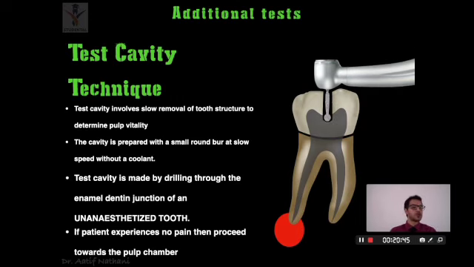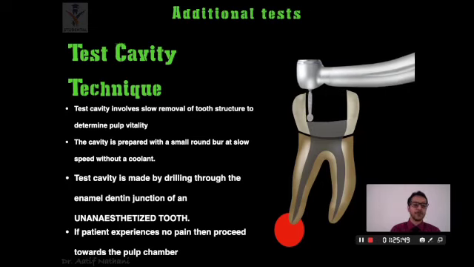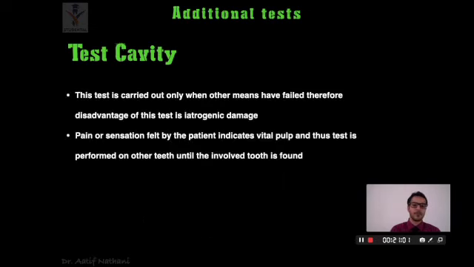That is why there is no response, no pain, no sensation while drilling. So you need to wait. As soon as you hit the enamel-dentine junction, then you need to proceed towards the pulp, and then carry on with your root canal treatment. Now this test is carried out only when other means have failed. Therefore, the disadvantage of this test is iatrogenic damage to all the teeth that you are trying to evaluate. So keep this in mind.